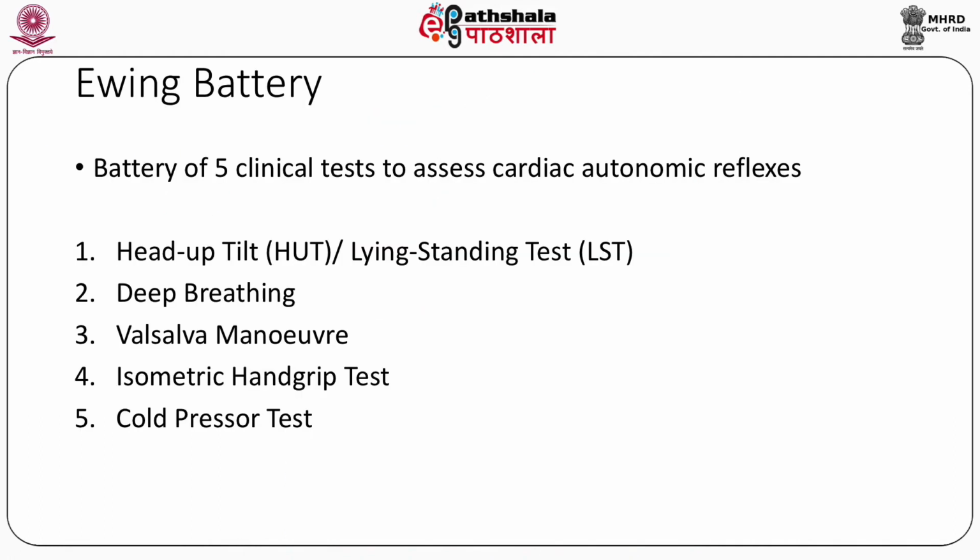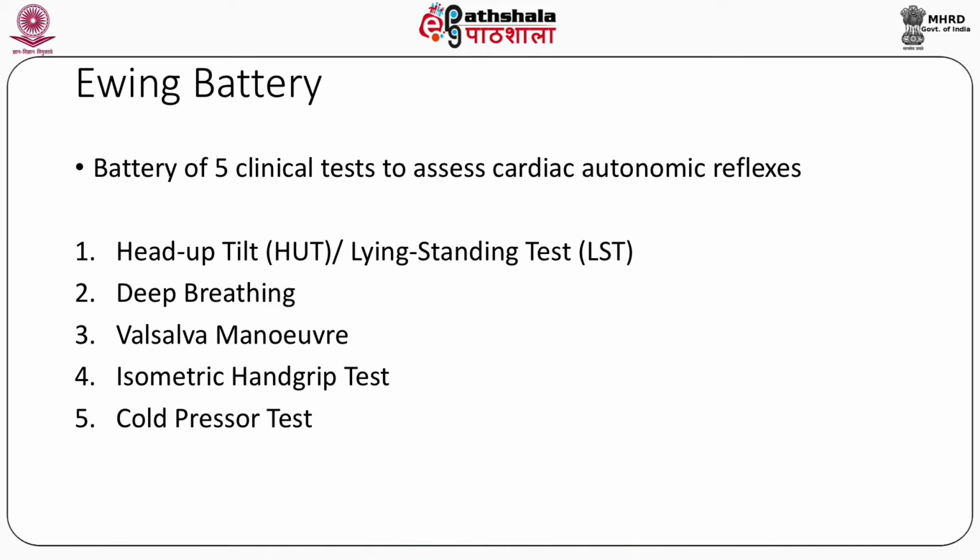Now, if you see the Ewing battery, the Ewing battery consists of 5 clinical tests. Each of these tests can be done in an autonomic function laboratory through simple clinical maneuvers. The 5 tests which compose the Ewing battery are the head up tilt or lying to standing test, both of which involve a similar protocol. Then there is the deep breathing test, the Valsalva maneuver, the isometric hand grip test, and the cold pressor test.